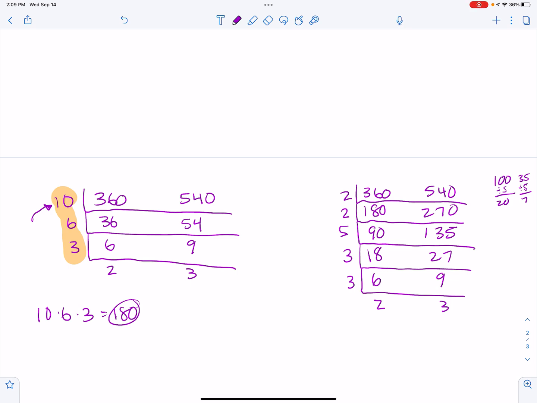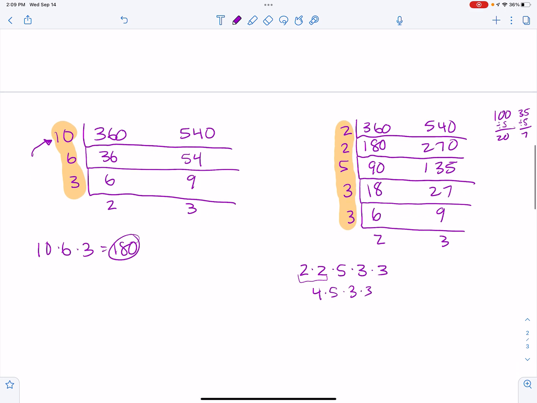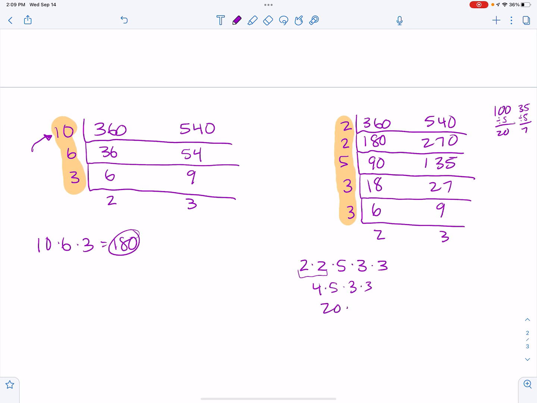So these are all of our factors that we have in common. Let's multiply them out and see what happens. 2 times 2 times 5 times 3 times 3. 2 times 2 is 4. 4 times 5 is 20. 20 times 3 is 60. And 60 times 3 is 180.